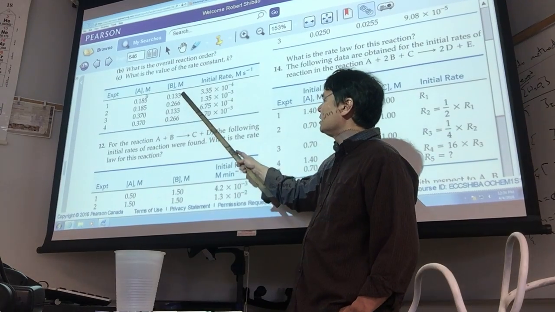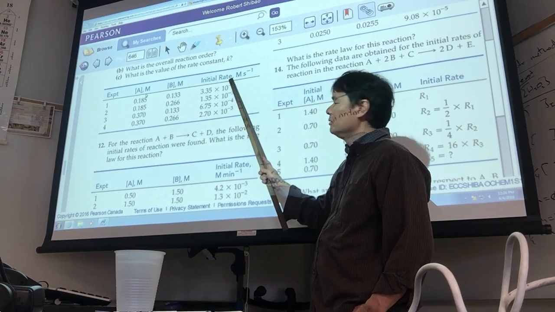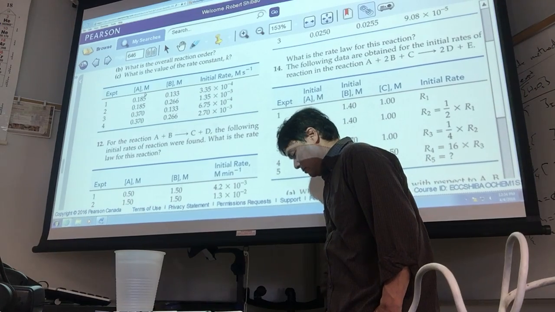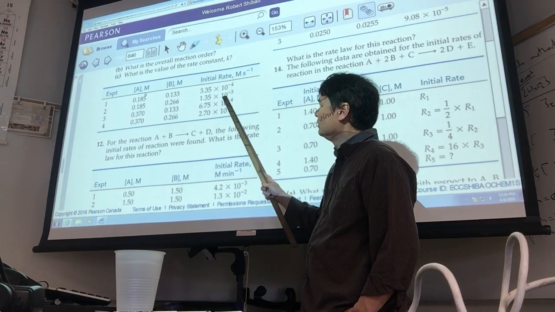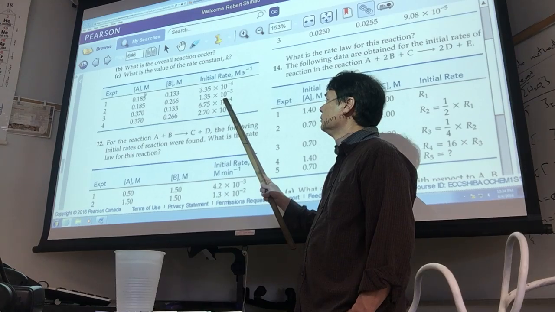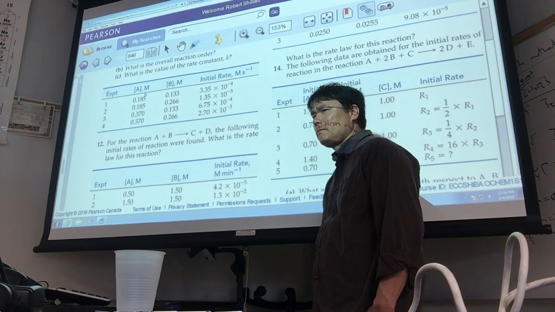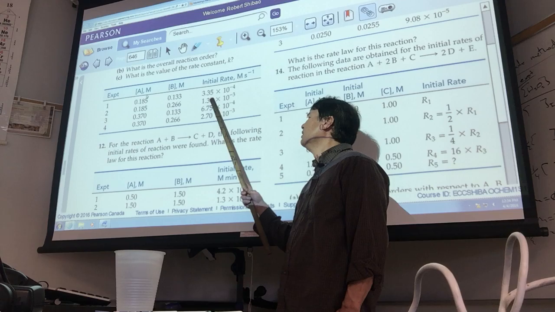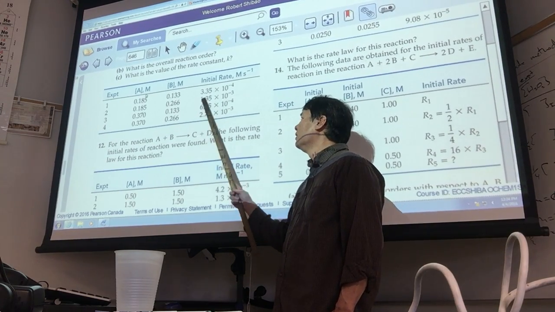When we look at B here, we double B, and then what happened to the rate? So somebody figured out the slope for you because they're giving us the rate here. So the rate did what? So we double B, the rate did the rate double? What's 2 times 3.35? 6.7. No, that's not 6.7.